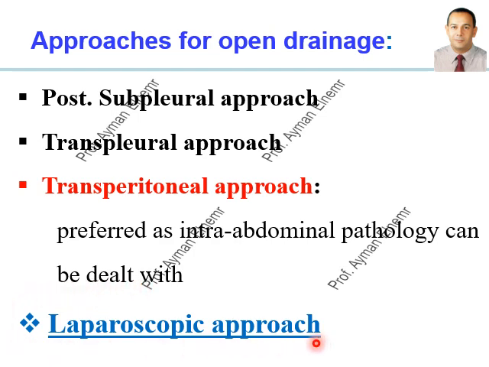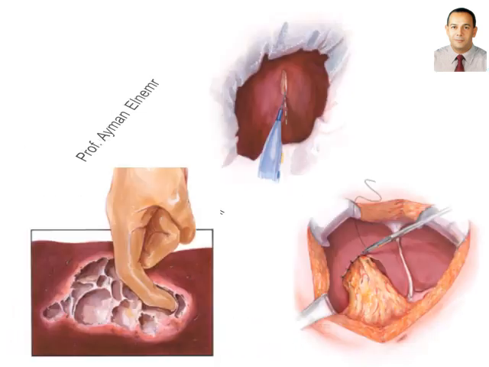Laparoscopic approaches can be done also. This is an example of the open drainage after incising the liver tissue above the abscess. A finger is introduced to break down the loculi and make it all one cavity, and this cavity is drained and washed, and the omentum can be placed to obliterate the abscess cavity.